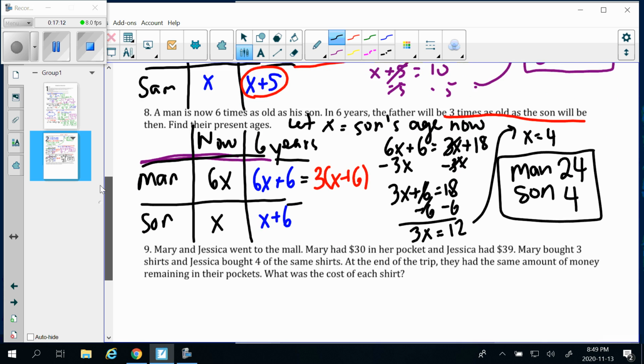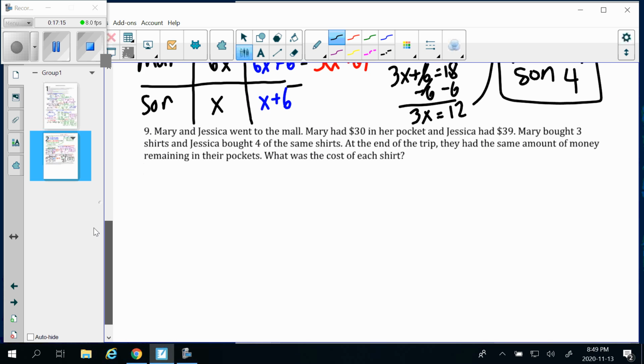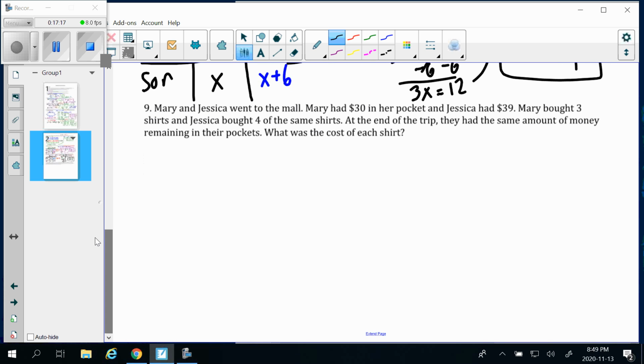Last example. Mary and Jessica went to the mall. Mary had $30 and Jessica had $39. Maybe it's just easier to organize this in sort of a chart. So Mary had $30 and Jessica had $39.